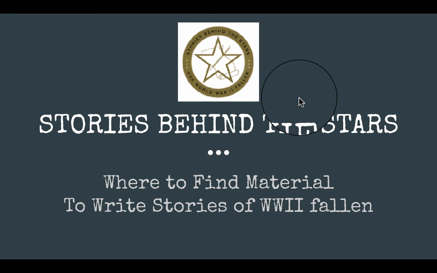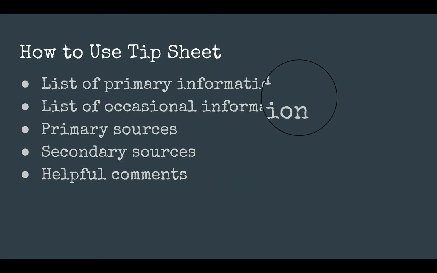I'm making this video to help people find out where to find material to write the stories of the World War II fallen. So I've created this tip sheet, and the tip sheet is divided into a list of the primary information, list of occasional information, list of primary sources, secondary sources, and also some helpful comments. I'm going to go over that tip sheet that I think will be very helpful, especially to new users, to know where to find the material you need to research to include in your story.